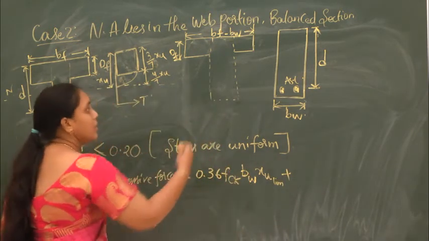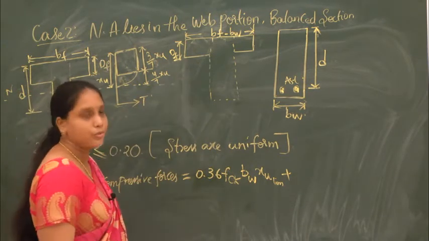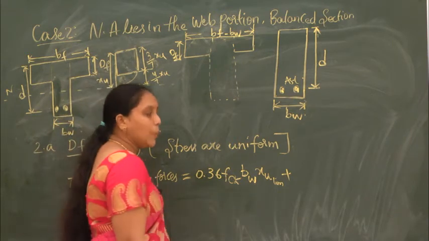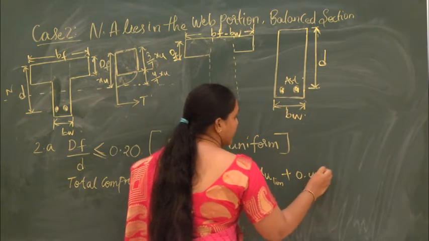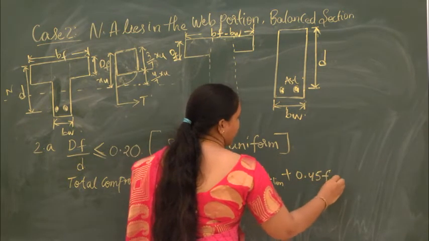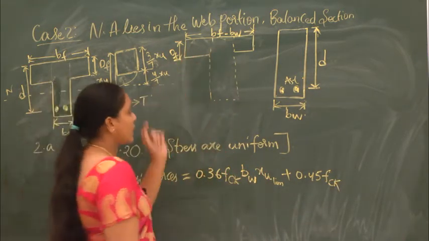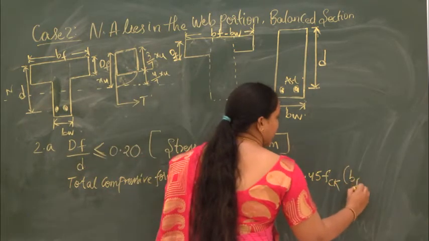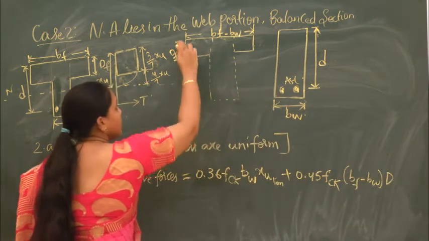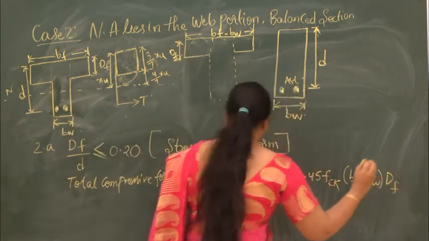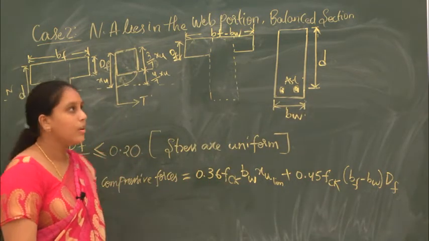Plus, for this particular portion, we are going to find out the compressive force. So force is stress into area. So what is the stress in concrete? It is 0.45 FCK, stress into area for this. So it is BF minus BW into DF. So these will be your total compressive forces.